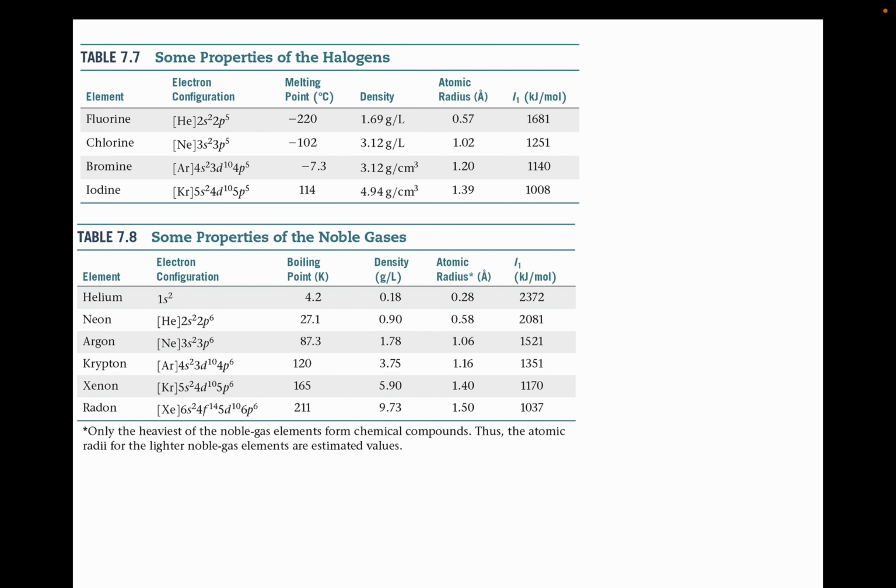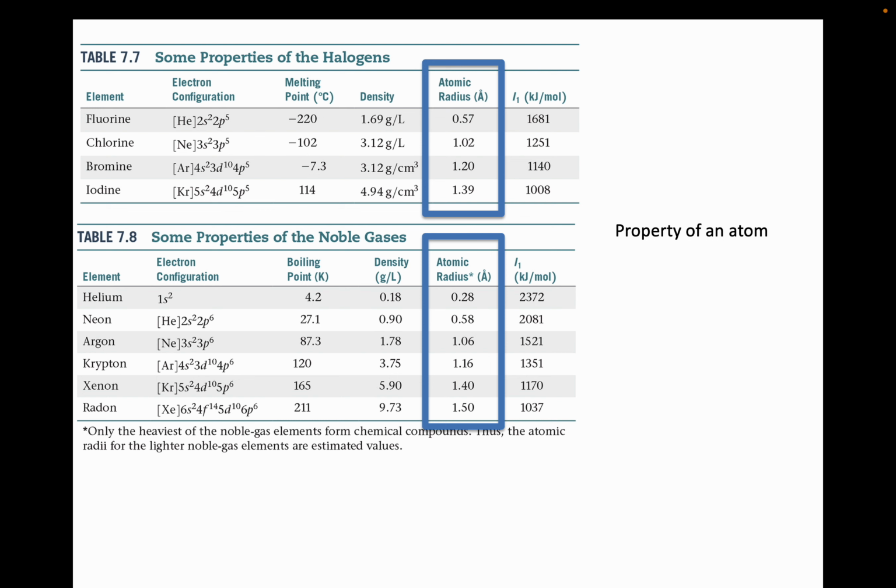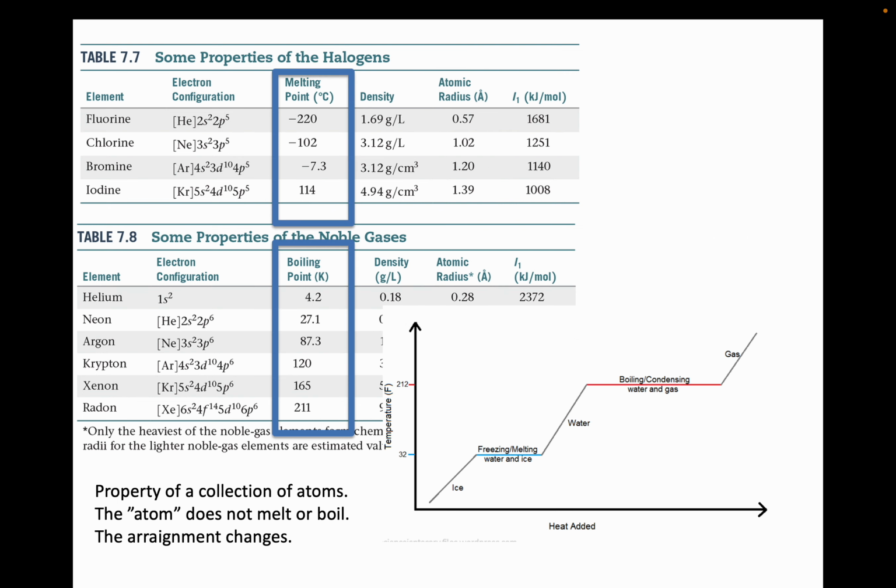Going back to Chapter 7, we had some data provided for us. Some of that data was the property of an atom. The ionization energy is a property for an individual atom. The atomic radius was also the property of an individual atom. If we're thinking about melting point, however, that is not the property of a single atom. The atom itself doesn't melt, the atom itself doesn't boil, it's the arrangement that changes.